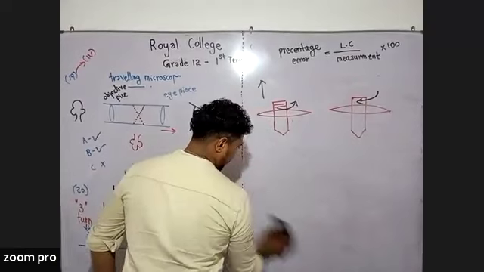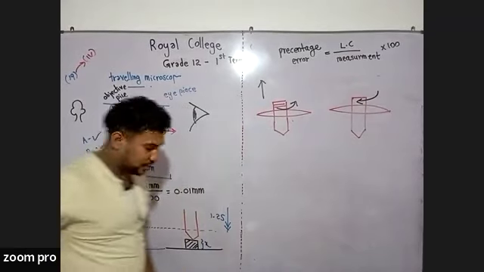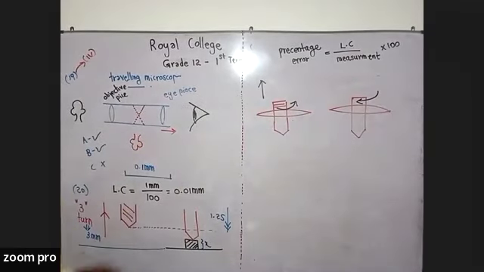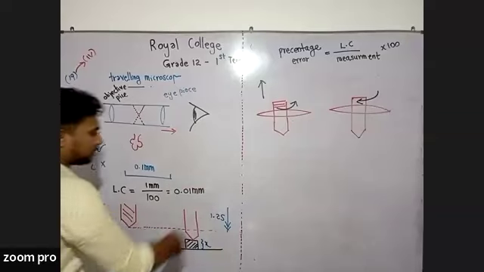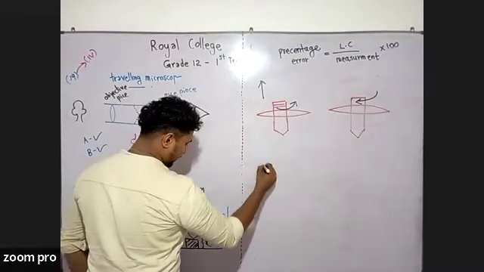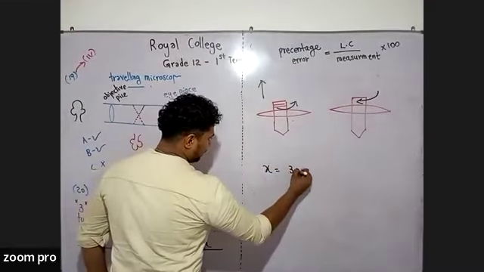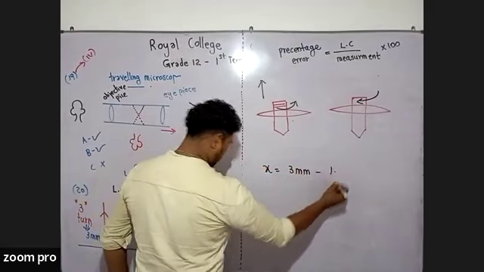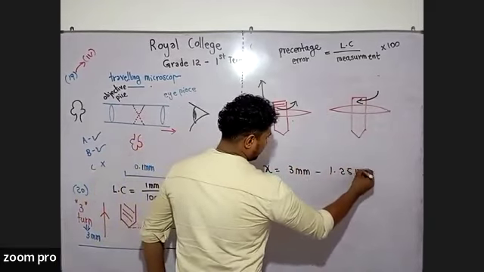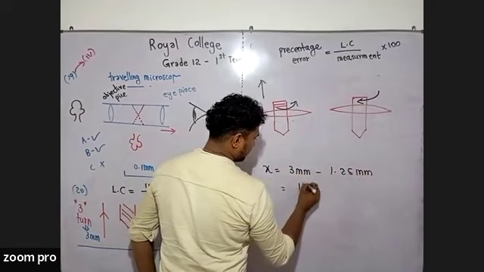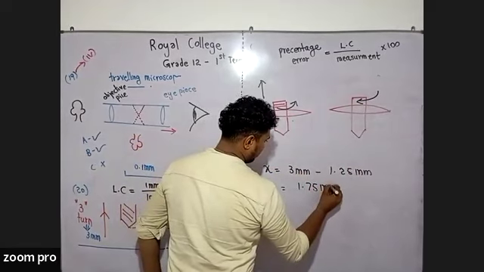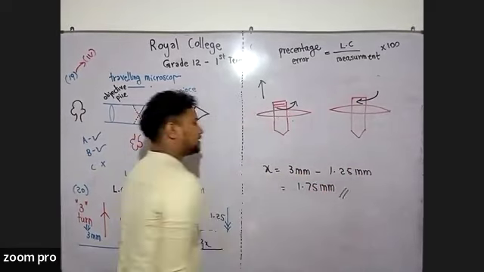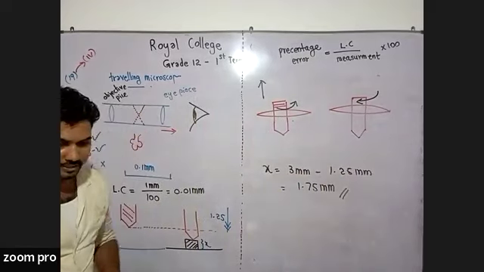This can be obtained very easily. That is, now we went upward 3 millimeters and we lowered 1.25 millimeters downward. So x means 3 millimeters minus 1.25 millimeters. That's it. So this is the value of this object, right?